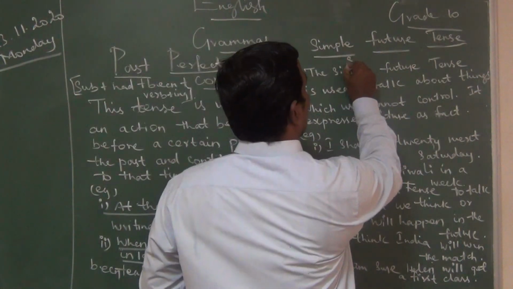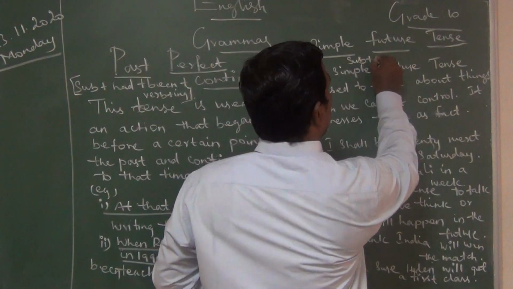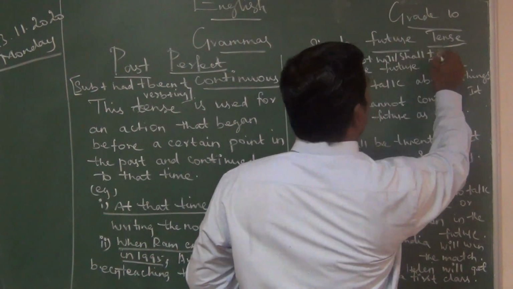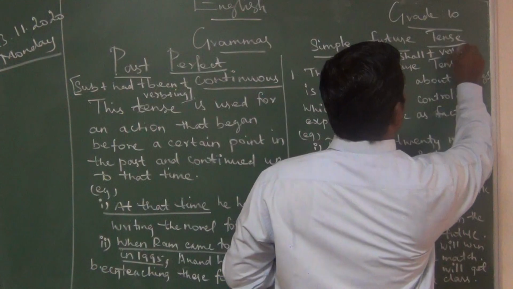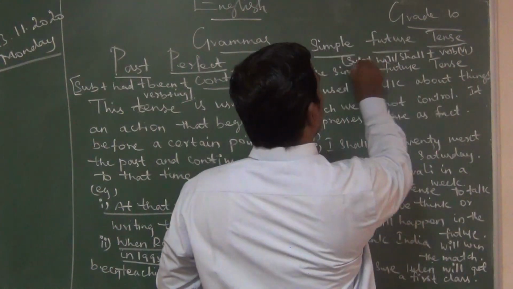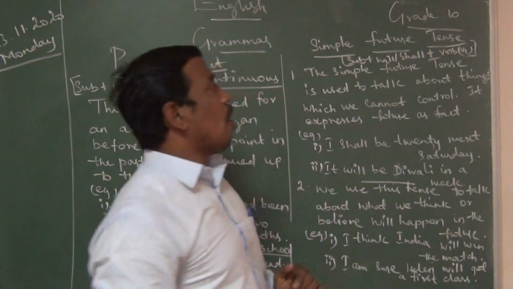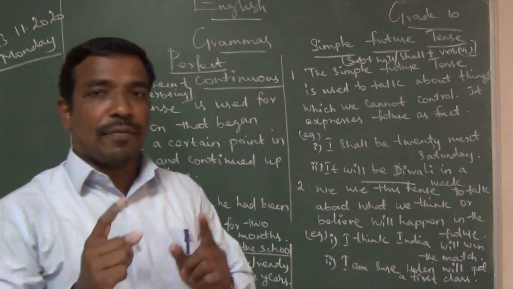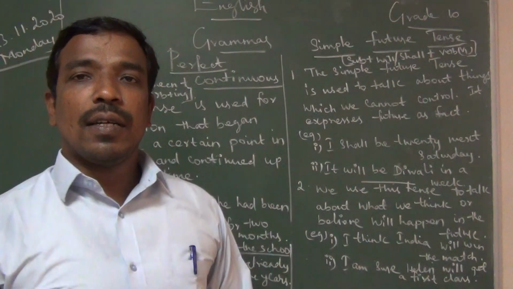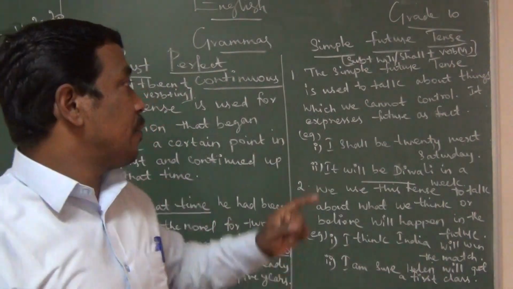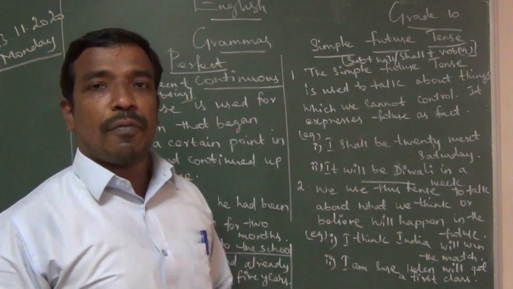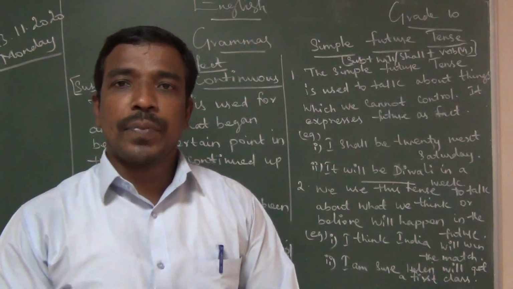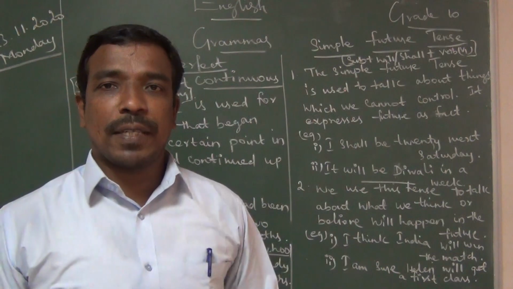Simple future: subject plus will or shall plus base form of verb. What will come? Subject, will or shall plus base form of verb. There are three ways we can use the future reference. One is simple future tense, the next one is going to form, and the third one is simple present tense form.